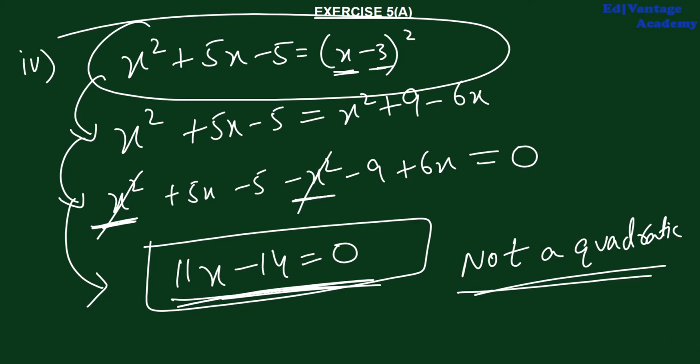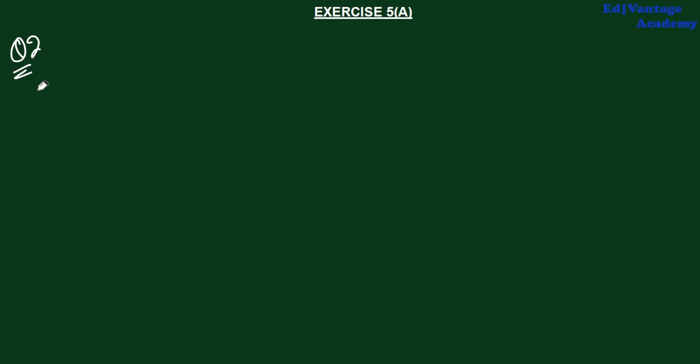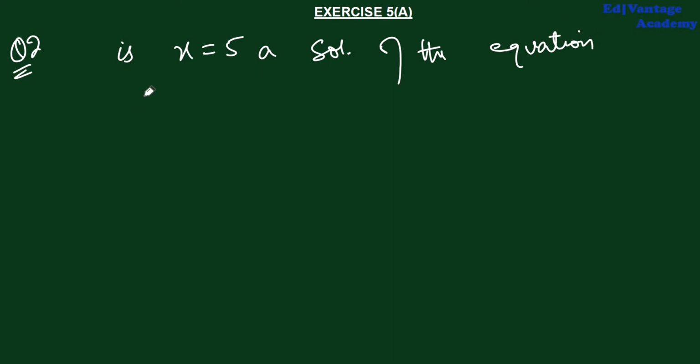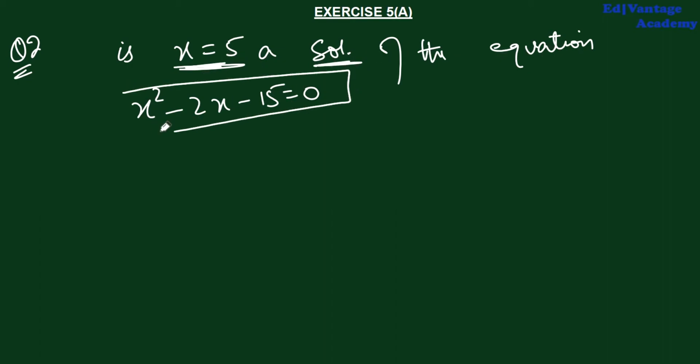Moving to question number 2. Question number 2 is saying, is x is equal to 5 a solution of the equation, and the given equation is x square minus 2x minus 15 is equal to 0. Is x is equal to 5 a solution of this quadratic equation? See, first of all, from here you need to understand what I explained in the previous video also. What does solution mean?